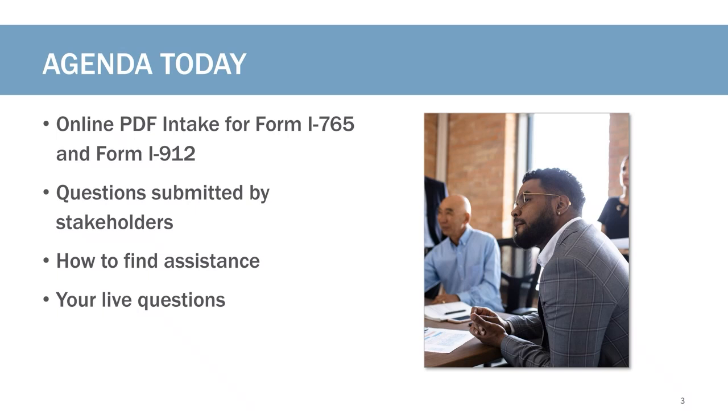Today, we're going to answer questions that were in the last Tech Talk that we didn't get to, and other questions that have come in through our mailbox. We're going to review the latest addition to online filing, and that's the ability to upload a PDF version of Form I-765, Application for Employment Authorization, for a limited number of categories. There are a lot of details. I would suggest that you don't start asking questions now because I have a video to show you that goes over everything, and probably your questions are answered in the video. After that, and some more questions, we're going to review how to find assistance, and then we'll have your live questions.